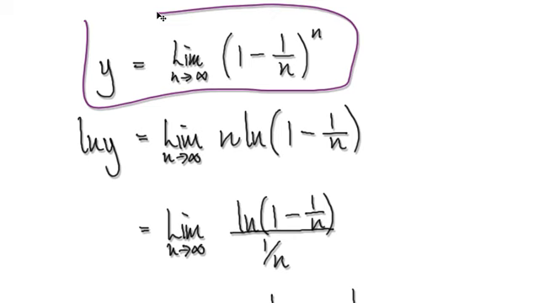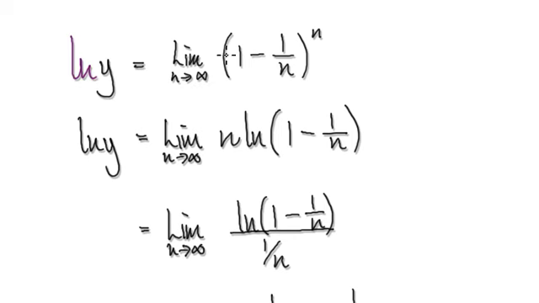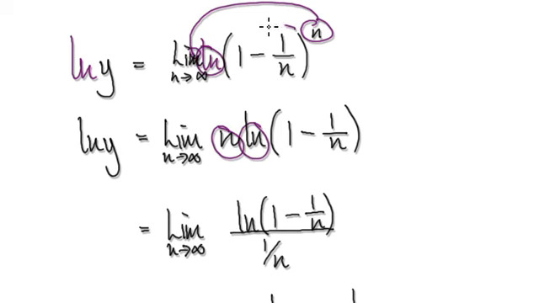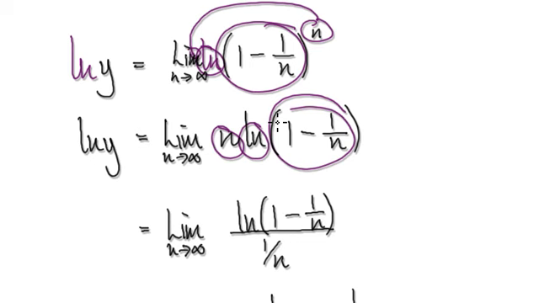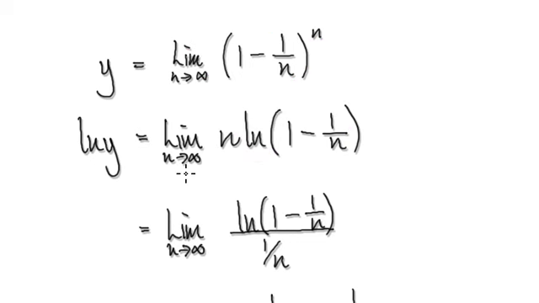So now from here, take natural log equally to both sides. That will then give you this. This n will come down, so that will give you this n, and then natural log of the bubble here.